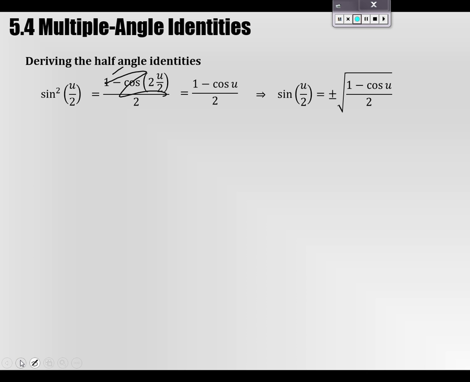Now, why is this useful? Well, one reason this might be useful is if you want to find the sine of 22.5 degrees. Of course you do. Well, that happens to be half of 45 degrees. So, what is the sine of 45 degrees over 2? 22.5 is equal to the square root of 1 minus cosine of 45 degrees over 2. And the cosine of 45 is something we know. So this allows us to find the trig function, in this particular case, the sine of an angle.